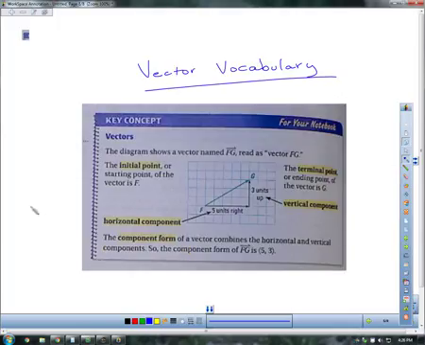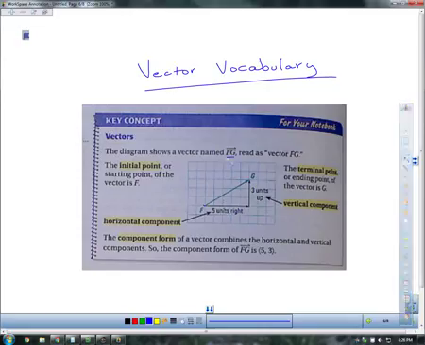So here's some new vocabulary. Here's a picture of a vector. The initial point is the starting point, and that's F. The terminal point is G, or the ending point. The vertical component is how much it changes vertically. The horizontal component is how much it changes horizontally. So very much like slope.